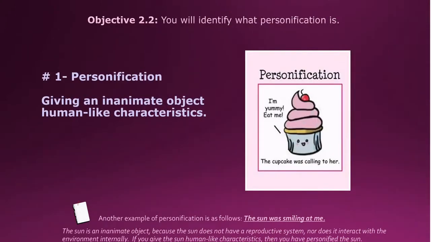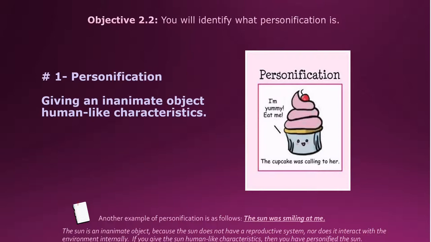Objective 2.2. You will identify what personification is. Number 1. Personification. Giving an inanimate object human-like characteristics. If you look to the right, you have an image for personification. I'm yummy, eat me. The cupcake was calling to her. That is what the cupcake was calling to her would look like if you saw it in the literal sense. Of course, the cupcake was not literally calling to her, so therefore, it would make no sense to think that the cupcake said, I'm yummy, eat me. Instead, what the cupcake was calling to her means is that it was so delicious that it just made her want to eat the cupcake.